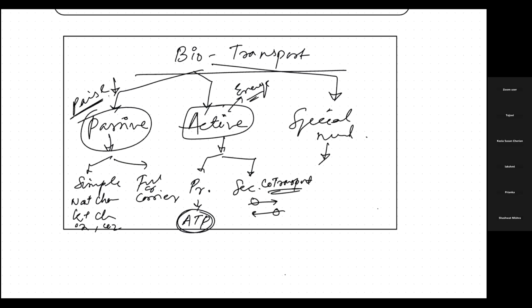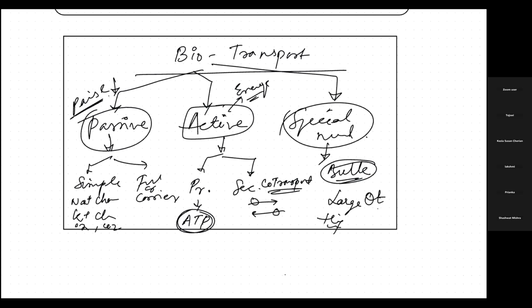Now there are another type of transports. What are they? They are special movements, either bulk flow. What is bulk flow? Now there people may have this doubt. Let's see whether you have a doubt or not. So what is bulk flow? Bulk flow is when in large quantity things go from higher concentration to lower concentration.